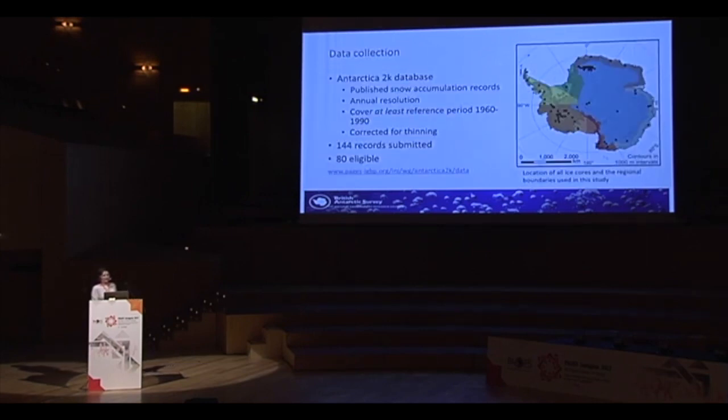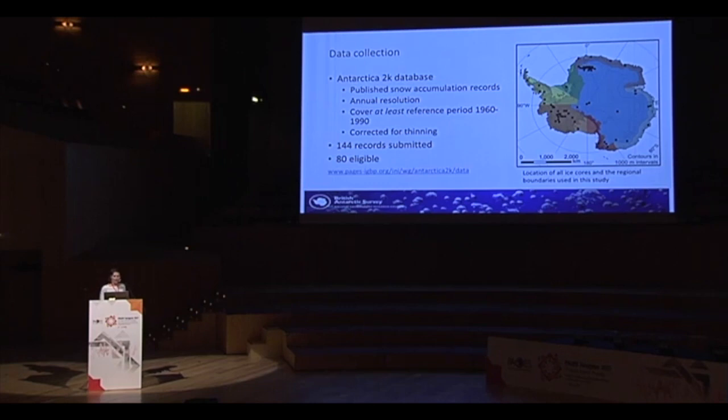So the first thing to do was to set up the Antarctica 2K database, and we made the decision early on that we were going to only use records that were peer-reviewed, so published records. What we needed was that the records were annual resolution, and we decided they needed to cover a reference period from 1960 to 1990. All of the records were corrected for thinning in various ways. We discussed this in the paper that's out at the moment.